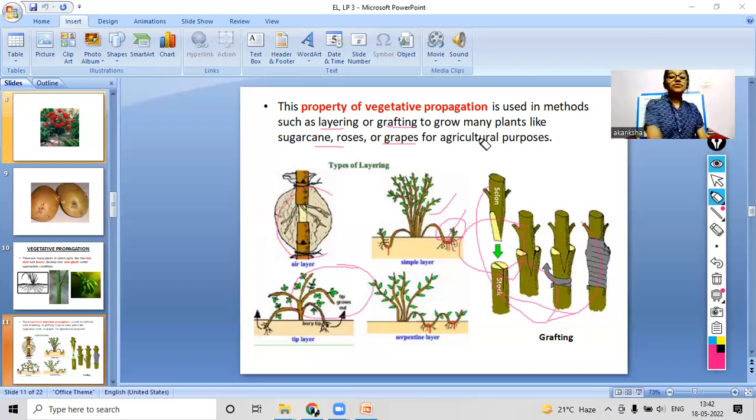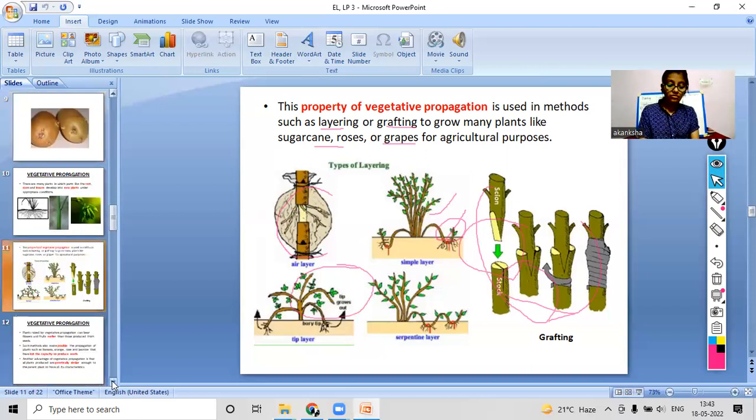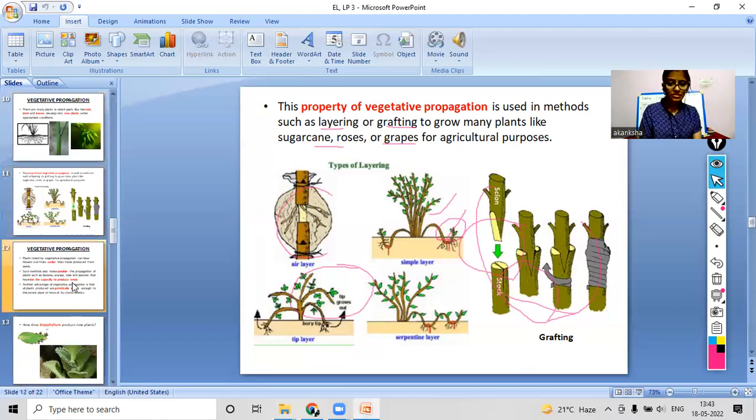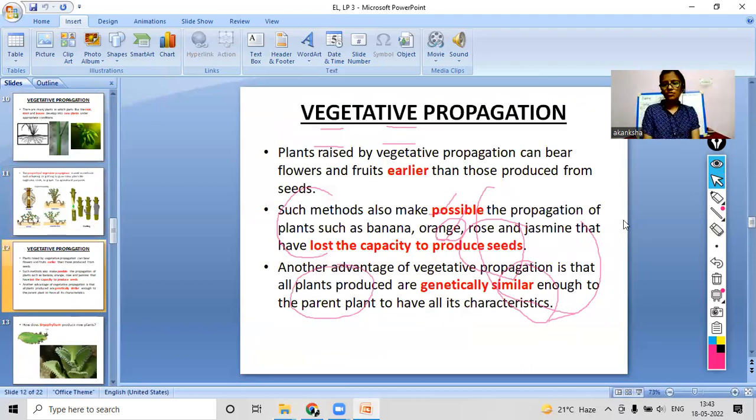It is vegetative propagation. Yes, now are you all clear, or do you have any doubts? If you have any doubts, please write your questions in your chat box. So now we will see some more details, some more proper definitions of vegetative propagation.